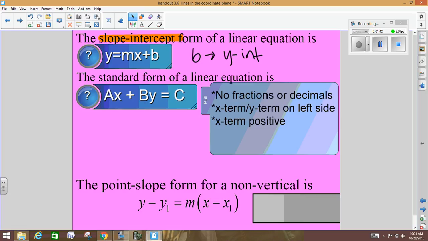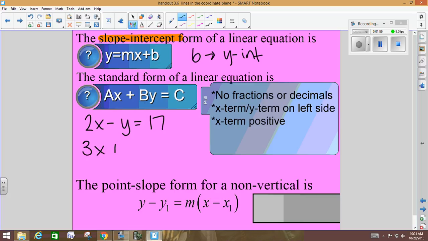So an example might be 2x minus y equals 17. No fractions or decimals. My x and y are both on the left side, and my x is positive. You could have 3x plus 14y equals 2. That's another equation in standard form. It's just the standard form of a line.